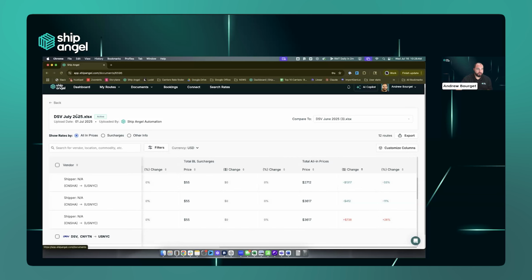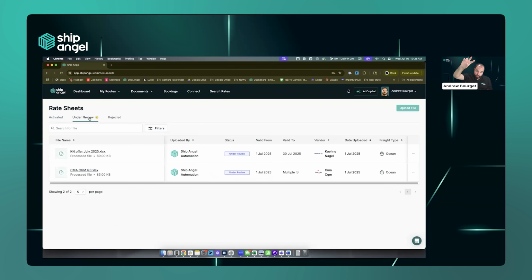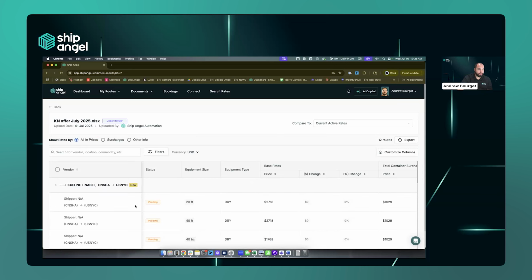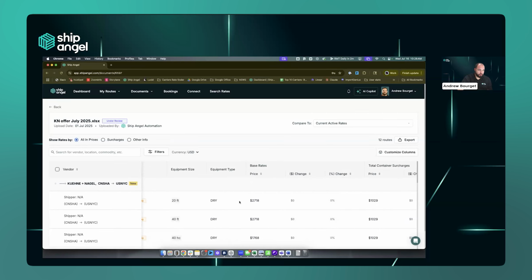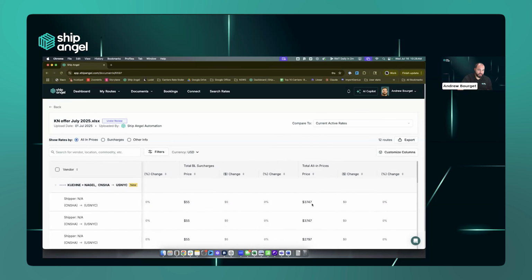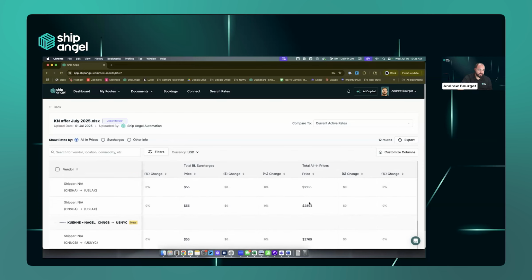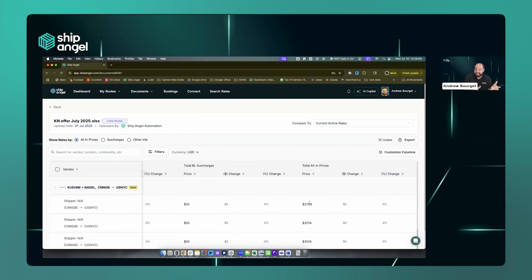Inside the Amendment Guard section, and inside that second route into the platform, I can now evaluate new offers. I'm getting an offer from Kuehne+Nagel. I can understand what my total rate is on these various lanes, and do I want to accept this offer, or do I want to tell Kuehne+Nagel, look, go pound sand because DSV is 20 to 30% lower than you.